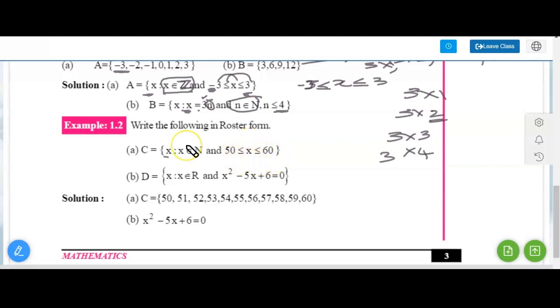Since we are starting with this one, our way of writing should be 50 ≤ x. So x is more than or equal to 50. Start from 50, then 51, 52, 53, 54, 55, and it goes till 60. 60 is also included since less than or equal to is given, and other numbers are also available here. So this is the set of the numbers.